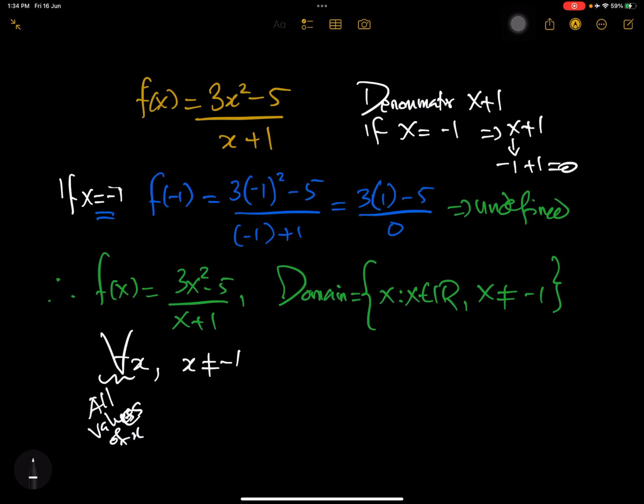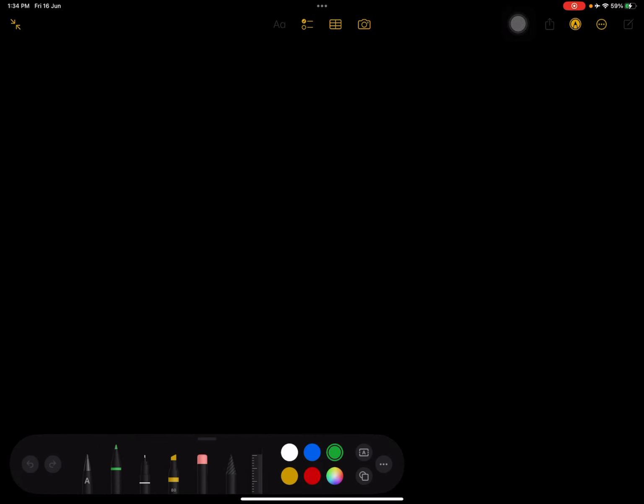We're going to look at how to find the range of a function. We've been able to look at the domain of a function. That means the domain is the values of x that make the function defined. But now we're going to look at the range of a function.